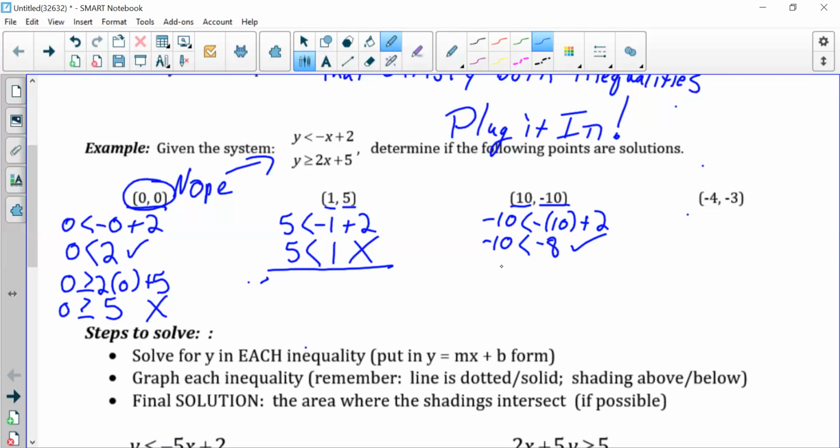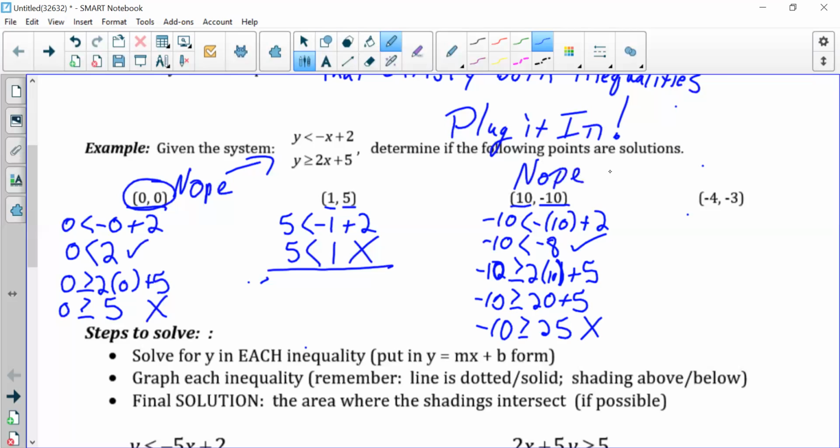All right, let's see here. Next one, negative 10 for y, and 10 for x. Negative 10 is greater than or equal to 2 times 10 plus 5. So negative 10 is greater than or equal to 20 plus 5. Negative 10 is greater than or equal to 25? No. That one's not a solution either.